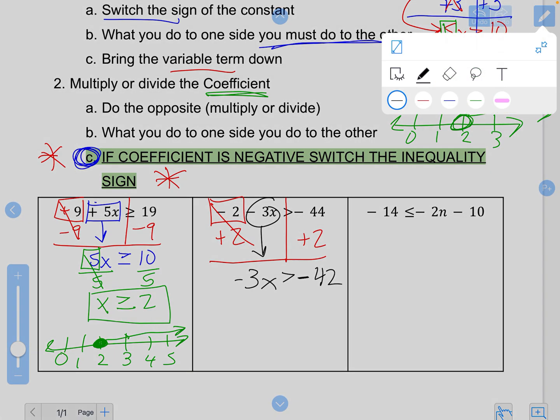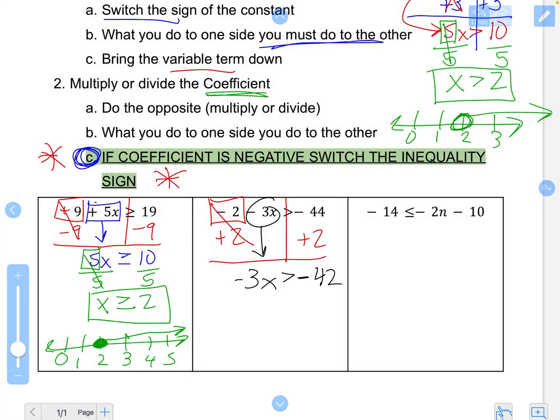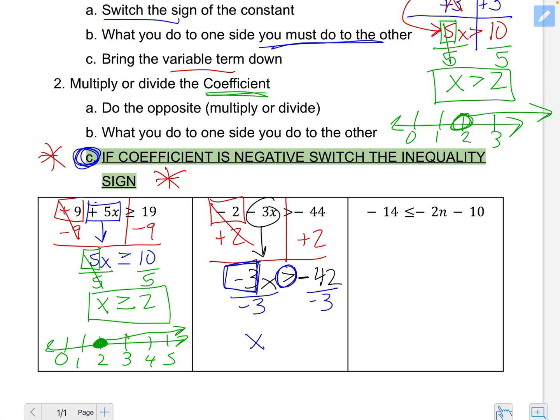So when I have an inequality and my coefficient is negative, I have to follow a special rule, a different rule than regular equations. So our rule is that when we multiply or divide by a negative number, I have to flip the inequality. So here in the original problem, my inequality is greater than. Once I divide by negative 3, my inequality has to become less than.